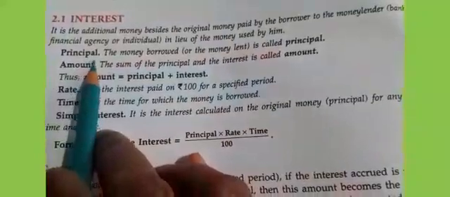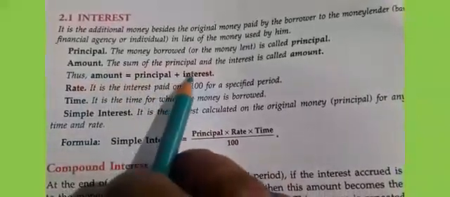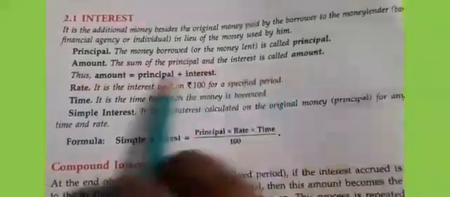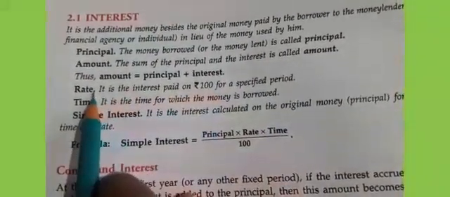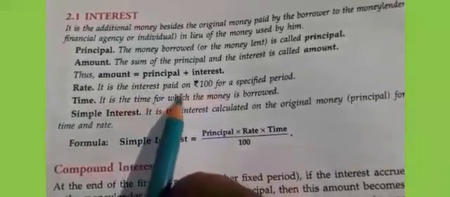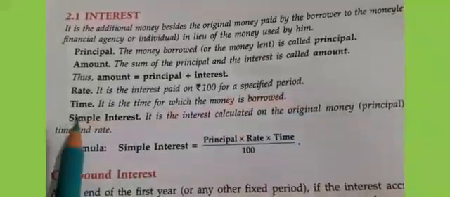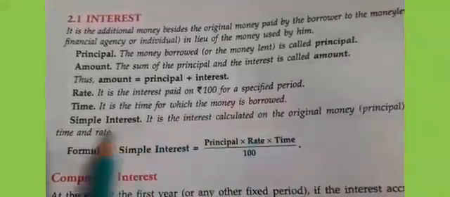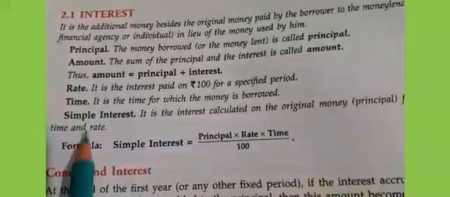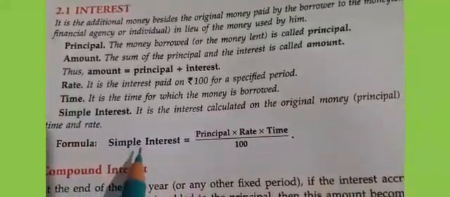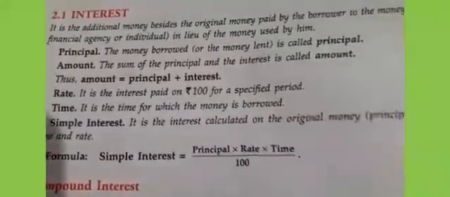So what is principal? The money borrowed or the money lent is called principal. Amount is what? The sum of principal and the interest is called amount. Thus amount is equal to principal plus interest. What is rate? It is the interest paid on ₹100 for a specified period. Time is the time for which the money is borrowed. And simple interest is the interest calculated on the original money for time and rate. So the formula to find simple interest is principal into rate into time by 100.